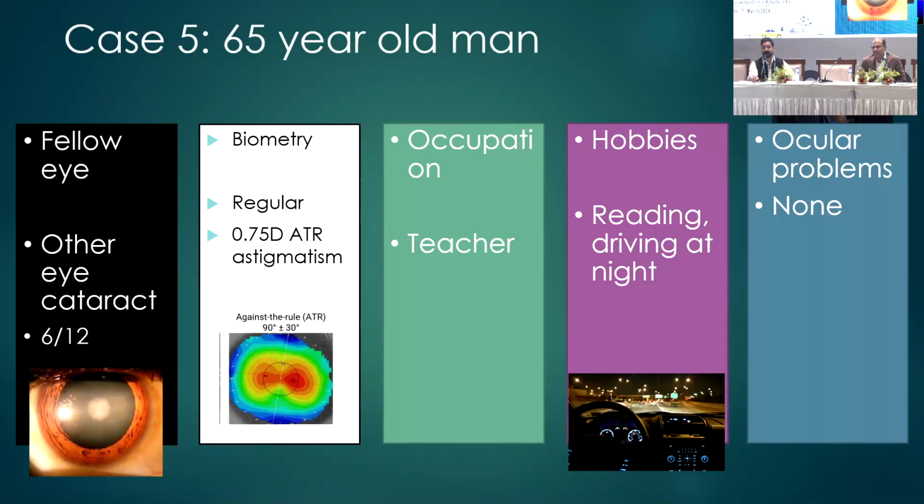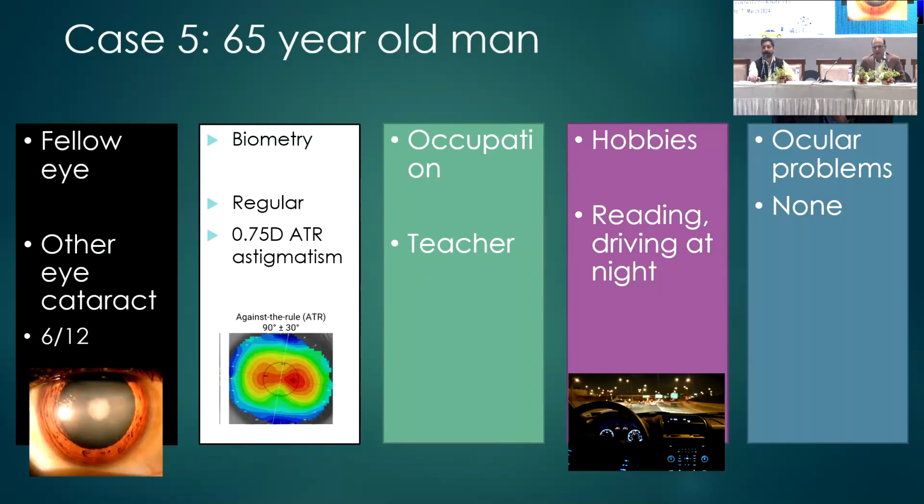The next case is a 65-year-old, other eye has cataract 6/12. He has 0.75 diopter against the rule astigmatism. Teacher by profession, reading, also drives at night. Lot of things. Nitin, you can answer this. Can you sit a little in front so your voice is audible?